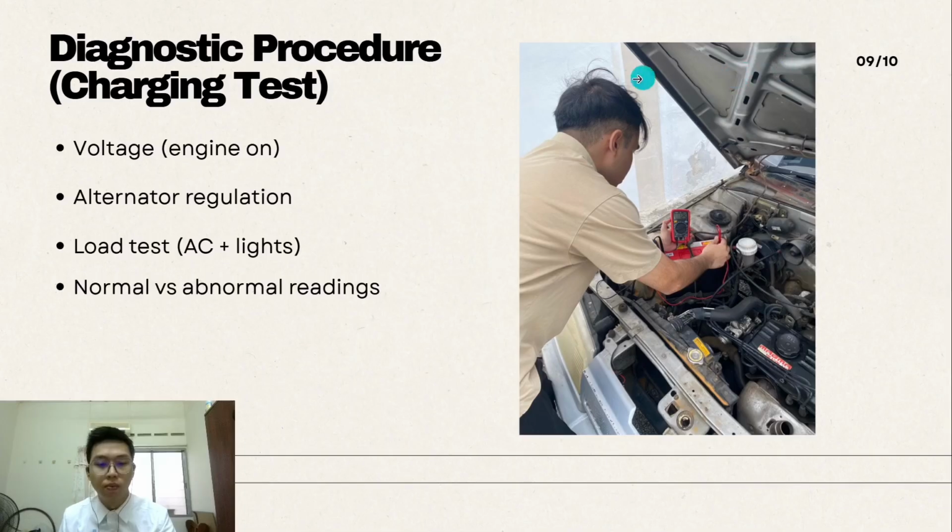So next is the diagnostic procedure for the charging test. The voltage is measured when the engine is running to confirm that the alternator is charging the battery. We also check the alternator voltage regulation to ensure the output is stable. In addition, electrical loads such as air conditioning and headlights are turned on to see how the system responds under load. By comparing normal and abnormal readings, we can identify whether the charging system is functioning correctly.